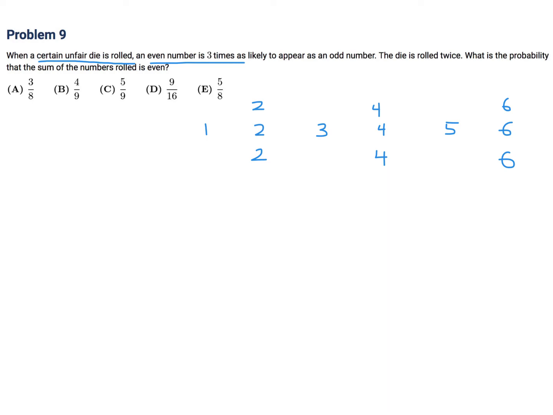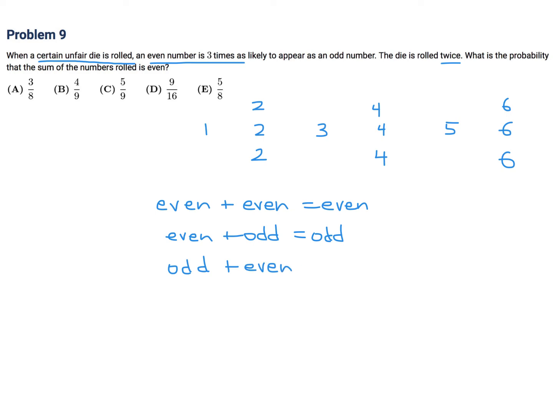Okay, so now let's go to what they're asking. What is the probability that the sum of the rolls is even? So you're rolling twice, right? Two numbers added together are even if they're both even, because even plus even equals even. However, if you have an even plus an odd, that equals an odd. So this is a scenario we don't want. Odd plus an even, that also equals odd. And odd plus an odd does equal an even. So what we want is this scenario and this scenario. Okay, shouldn't be that hard.